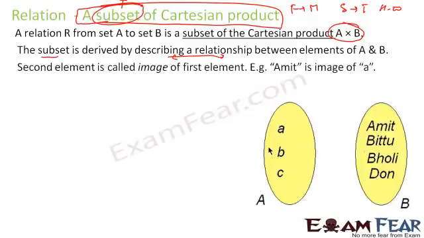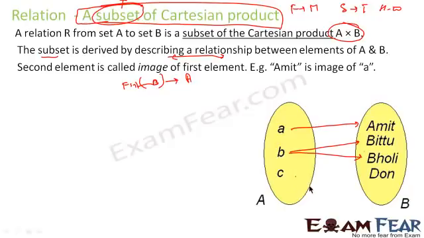Take this example of A and B. A has elements a, b and c. And B has elements Amit, Bittu, Bholi and Dawn. The relation here is that the first letter of an element in B should be the element of A. So a to Amit is a relation. a to Amit, b to Bittu, b to Bholi are relations. And c to Dawn is not a relation.